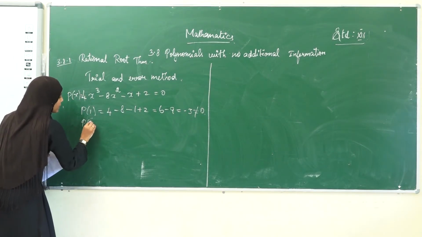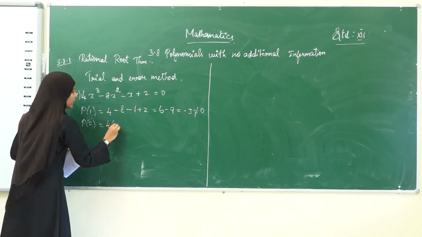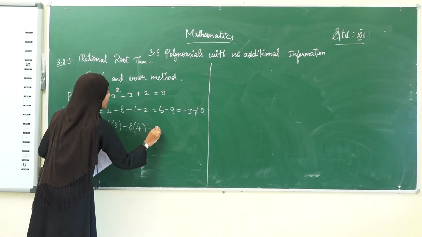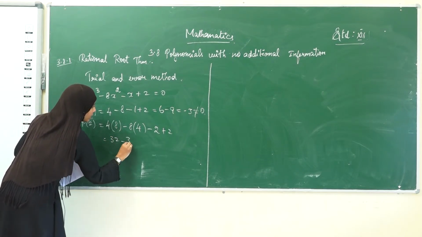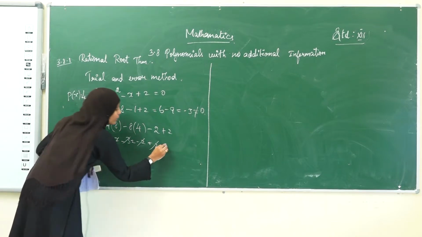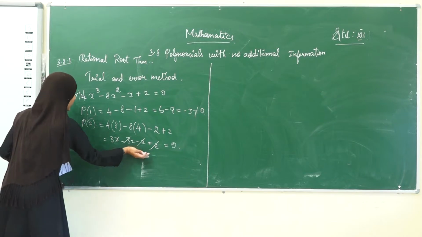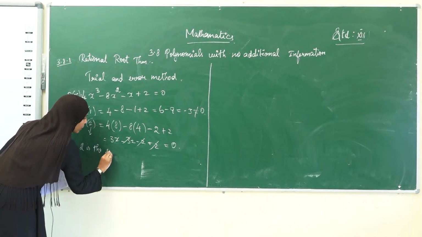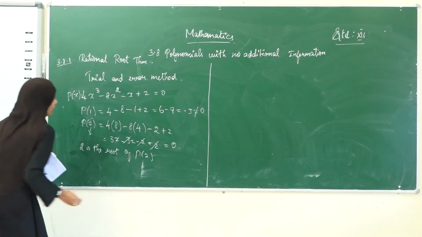Now, let us substitute 2. 4 into 2 cube is 8, minus 8 into 2 square is 4, minus 2 plus 2. 8 fours are 32, minus 32, minus 2 plus 2. All the terms get cancelled. Therefore, the value is 0. If the value is 0, what can we say? This 2 is the root of the given polynomial equation, root of p of x.